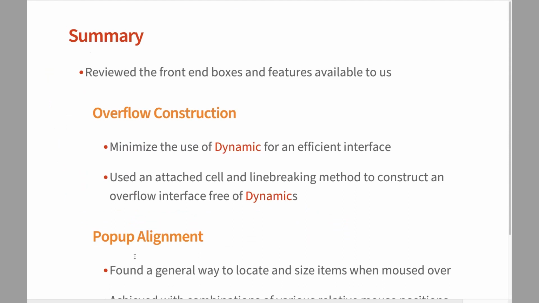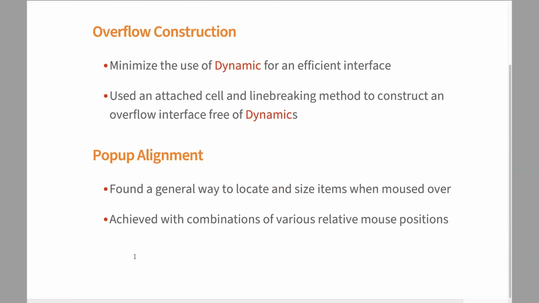Okay, so we've solved both problems. In summary, we identified the two main challenges with the toolbar up front, which were overflow and the pop-up alignment. We reviewed what features and tools we had, and realized we need to reduce the number of dynamics to make a nice efficient interface. We achieved that by using the layering of attached cell method. And for the pop-up alignment, what we really found was a general way to locate and size items when the mouse is over them, as long as they're wrapped in event handlers. We did that with various combinations of different relative mouse positions.